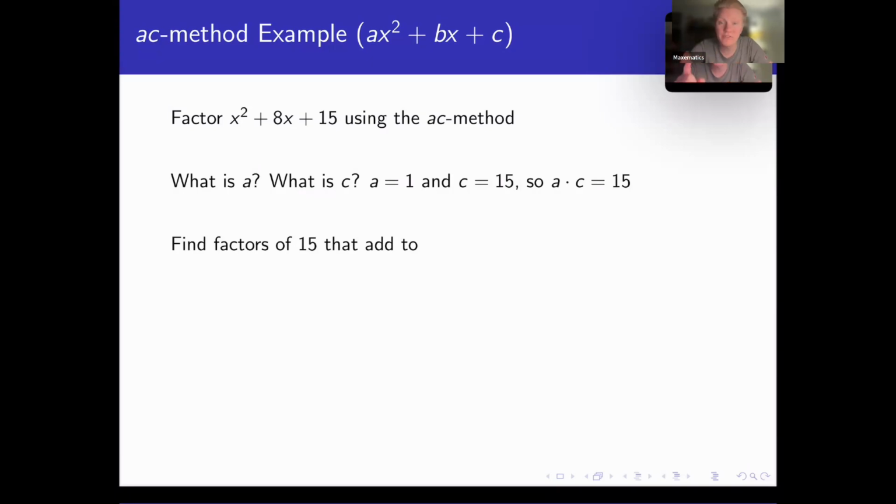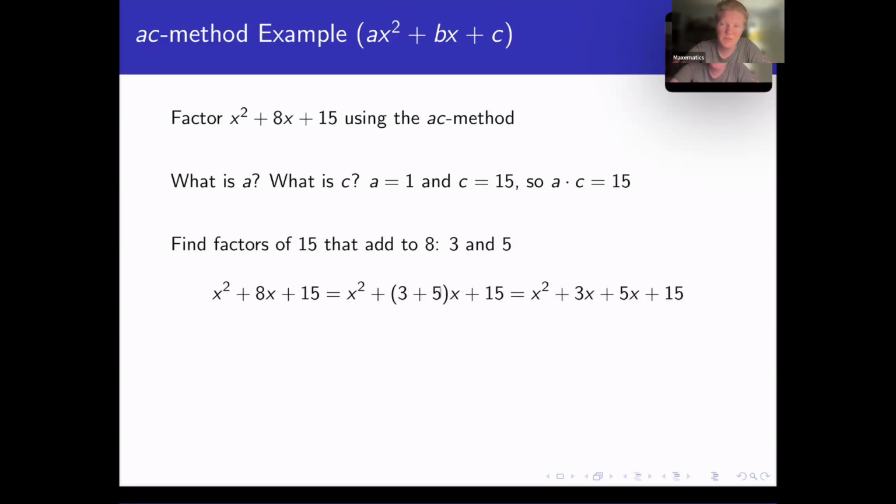Now, we're going to find factors of 15 that multiply to 15, that's the point. But when we add them, they add to b, in this case, 8. So multiply to AC, but add to b, which is 8. Now you could take a second, figure out the factors of 15 that add to 8, and you would get 3 and 5. So 3 plus 5 is 8. So what we're going to do with 3 and 5 is this. 8 is the same as 3 plus 5. And from here, we know that we can distribute x. So we can distribute x to get 3x and x to 5x.